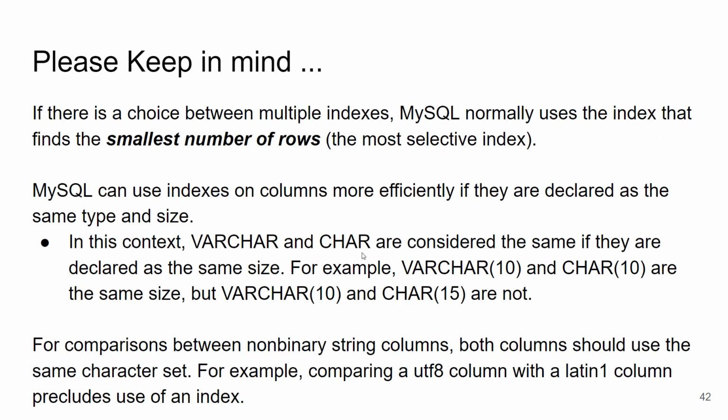Now, some of the heuristics you've got to keep in the back of your mind: MySQL wants to use an index that has the smallest number of rows. It figures the smaller the number of rows, the higher the cardinality, so it's more selective. Aha, that has to be the one I pick. Not always true. Also, MySQL uses indexes on columns more efficiently if they are declared the same type and size. Varchar and char are pretty much the same if they're the same size, so varchar 10 and char 10 are treated the same. Varchar 10 and char 15 are not, so things would have to be padded and shifted and cast and all sorts of other stuff.